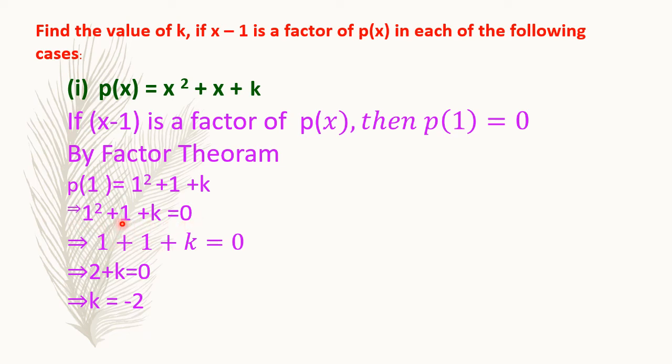Think it over. Think yourself. Okay. So 1 squared plus 1 plus k is equal to 0. Now this is already pre-decided. Now it is very simple. You have just to find the value of k. 2 plus k is equal to 0. Therefore k is equal to minus 2. That is what is required in the question.